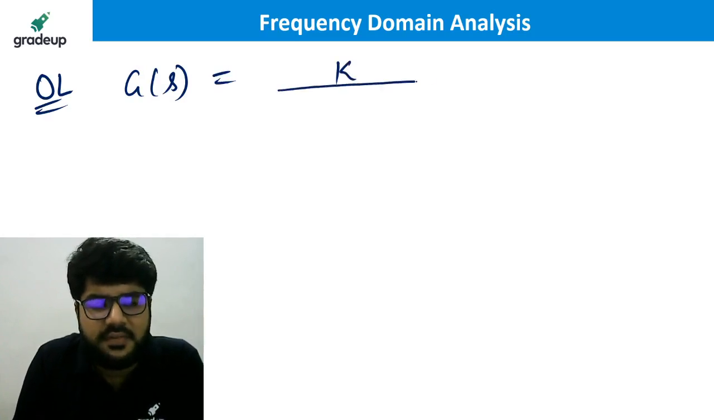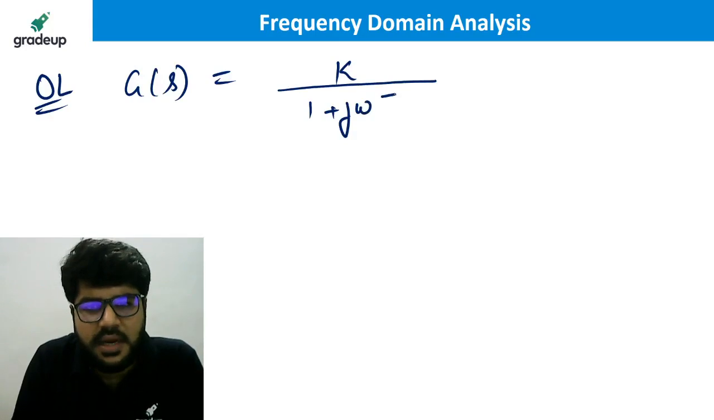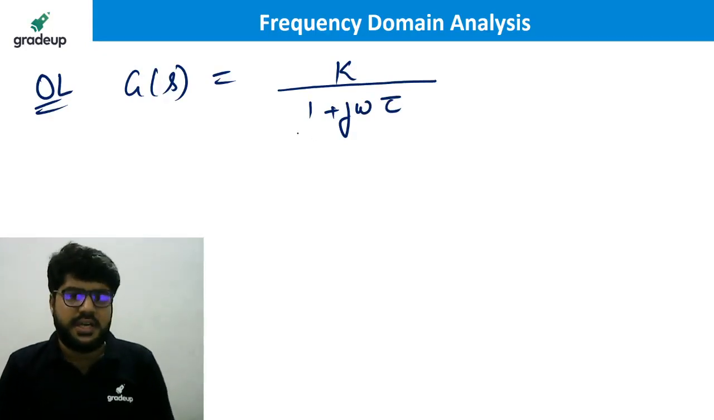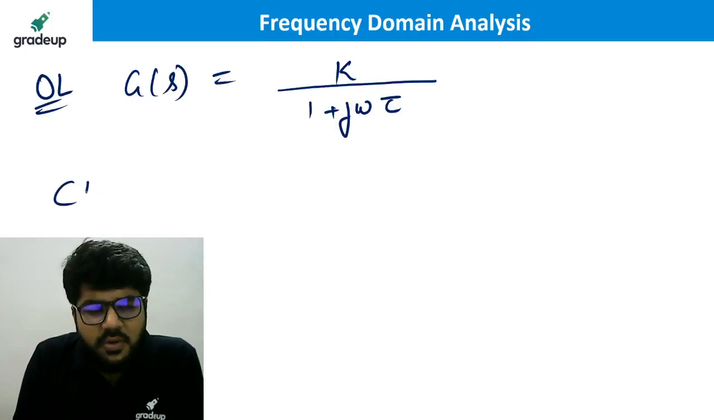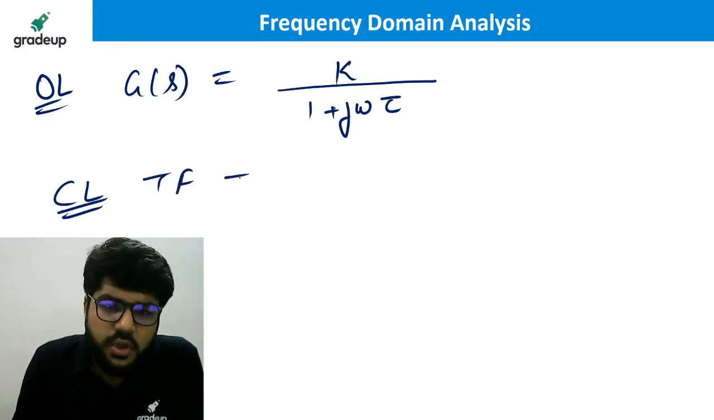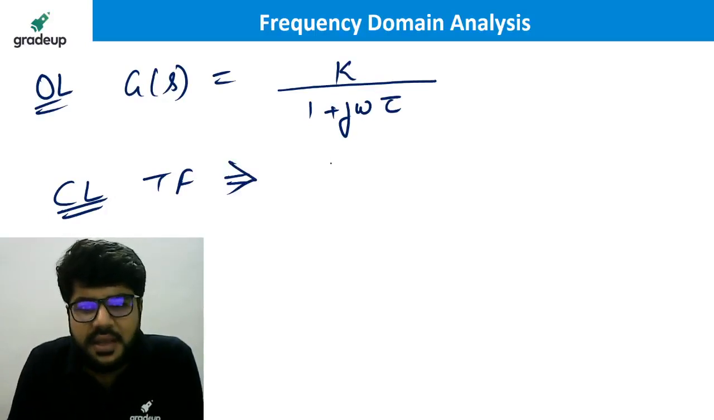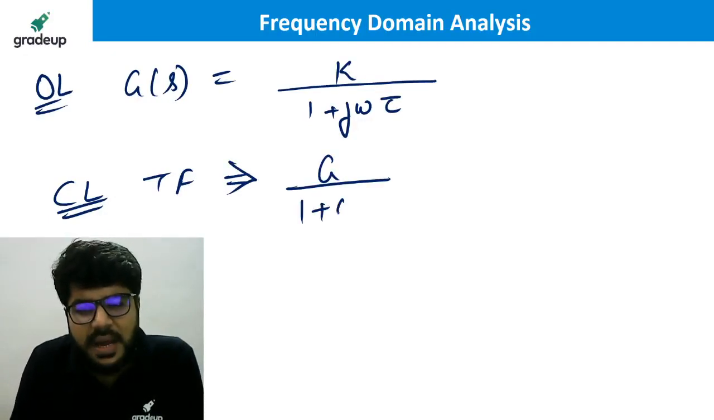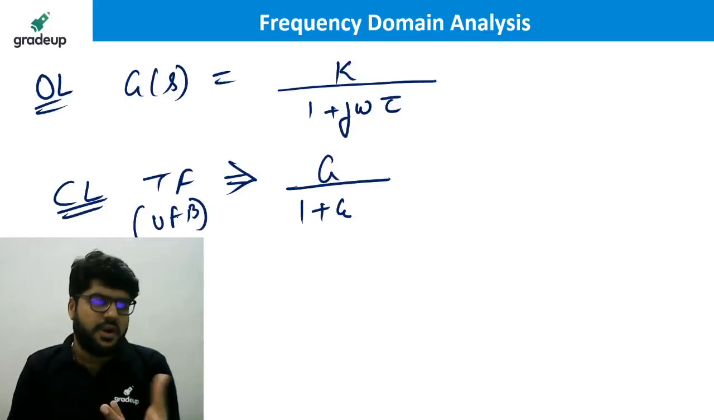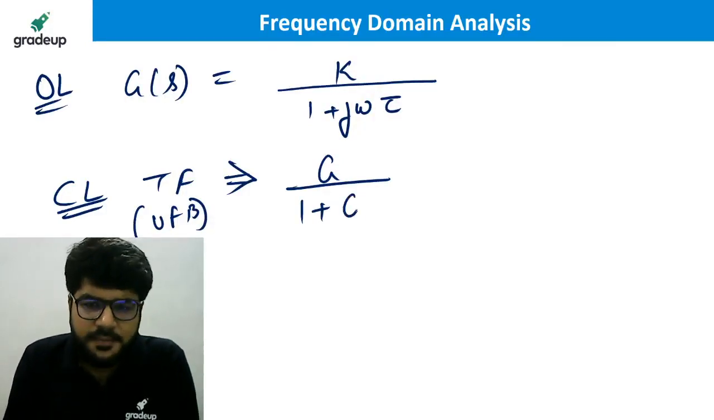It is K divided by 1 plus j omega tau. As I told you, some of the books use tau as the time constant and some use T. So when you take this one in the closed loop, what should be the transfer function according to you? And then compare with the given one. It is G divided by 1 plus G, assuming obviously unity feedback. There is no feedback gain given, so obviously we'll assume unity feedback.